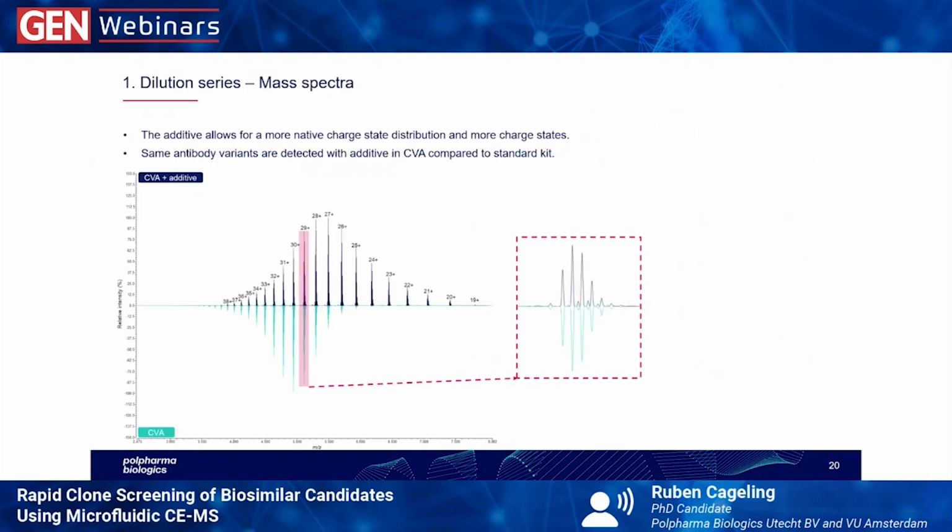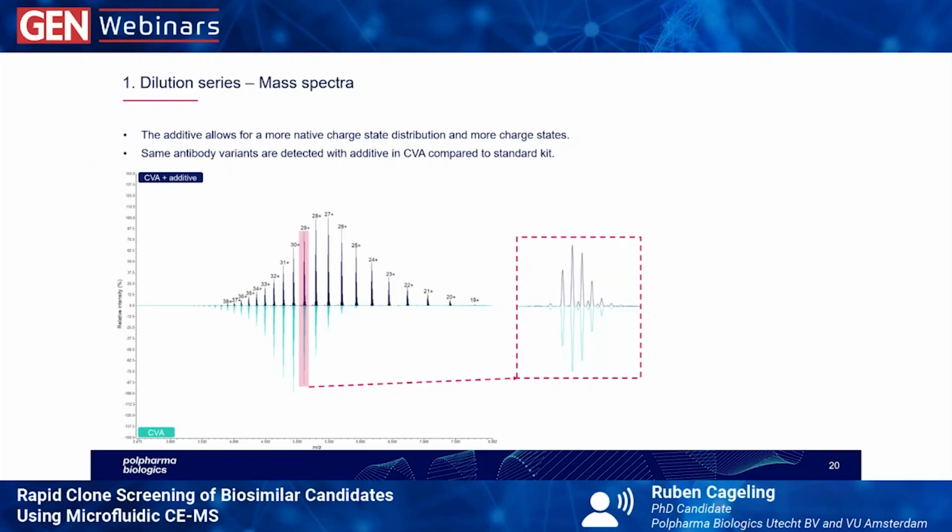If you then look at the mass spectrum, in this case, I took the mass spectrum of the main peak for both the CVA kit with and without additive to illustrate the difference between using the additive. And in this case, you can see that the additive allows for a more native charge state distribution, and there are also more charge states available. For example, you can see that it goes up to 19 plus, and the most intense charge states shift from 30 plus with the CVA kit to 27 plus when you use the additive.